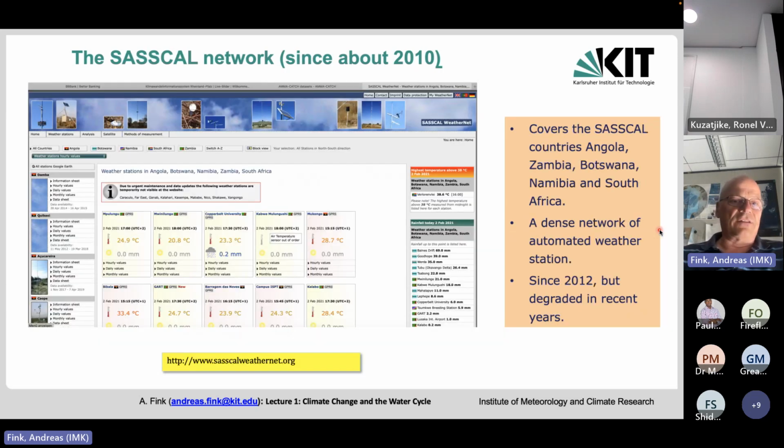There's also the SASSCAL network since about 2010. It covers Angola, Zambia, Botswana, Namibia, and South Africa. It's a dense network of automated weather stations since 2012, but one has to be honest. When one looks into the data, they are also recently starting to degrade, so stations go out of operation and they are not refurbished.